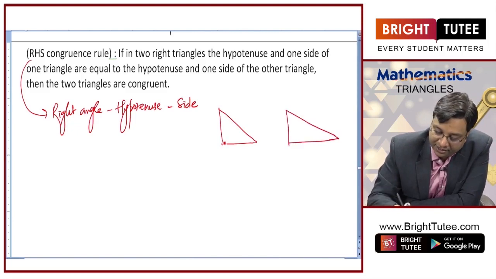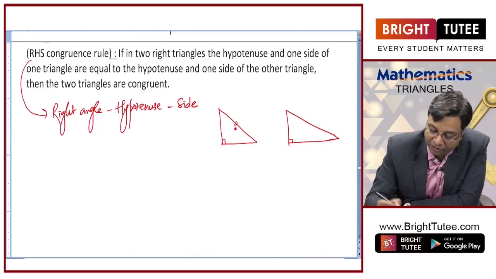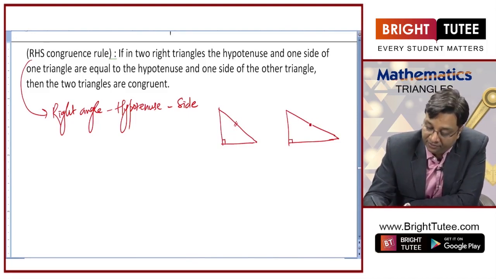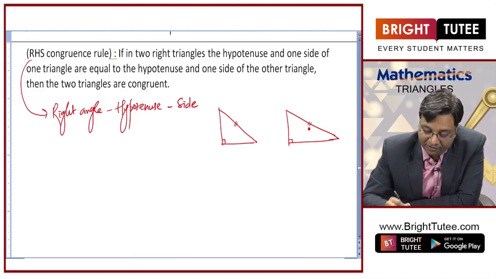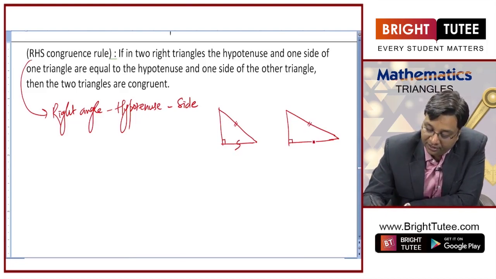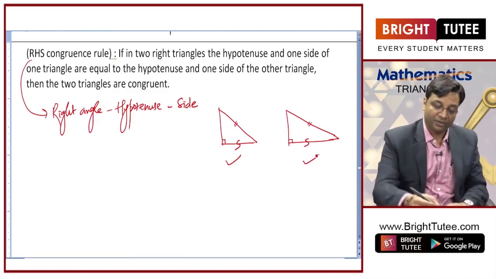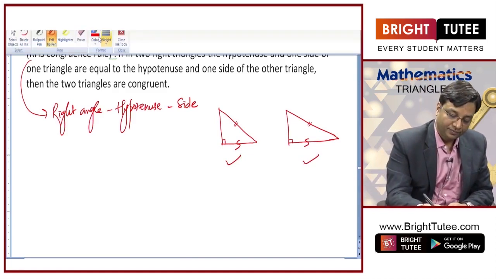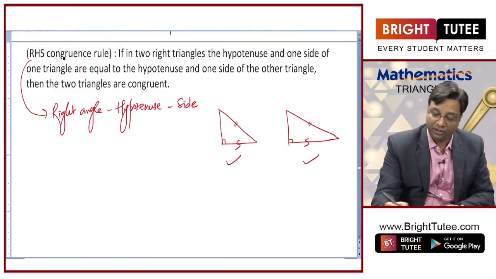If I say that these two angles are 90 degrees each, and this hypotenuse, which is opposite the 90 degree angle, is equal to this hypotenuse here, and any one side, let us say this side and this side from here, right? These two are equal. Now these two triangles are congruent to each other. Okay, this is what we will prove or understand about it.